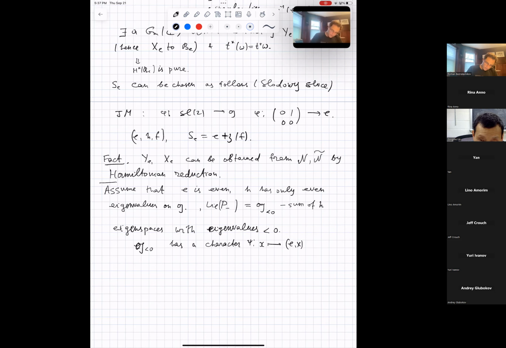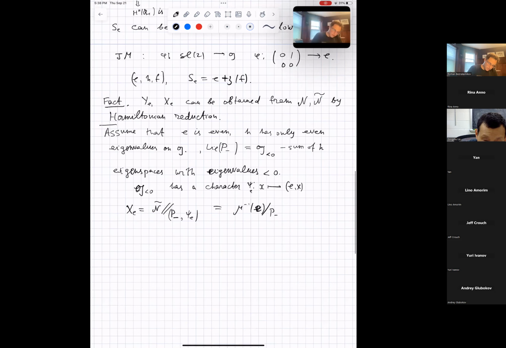And then we can take, so the claim is that X_E is obtained, so this is an algebraic symplectic manifold, and then you take the Hamiltonian reduction with respect to P minus with that character, called psi_E. Meaning I have the moment map mu, so I take mu inverse of psi_E and then divide by P.